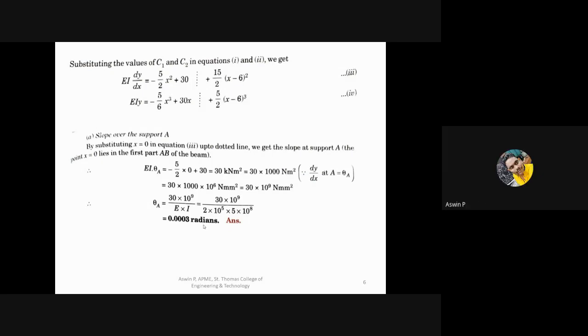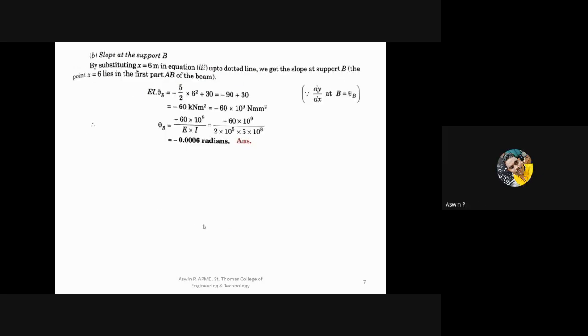Okay, have you completed? Then we need to find the slope at point B, that is support B. For that, we need to substitute x equal to 6 instead of 0. Earlier we substituted 0, here substitute 6.